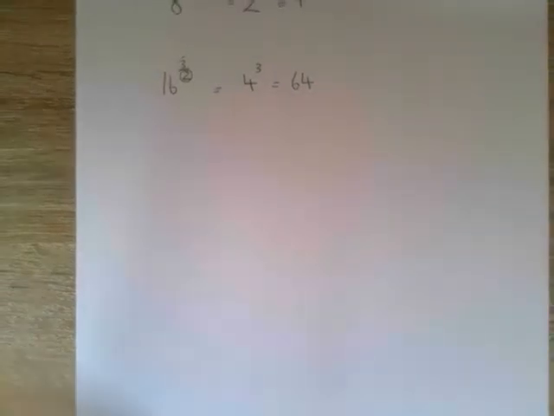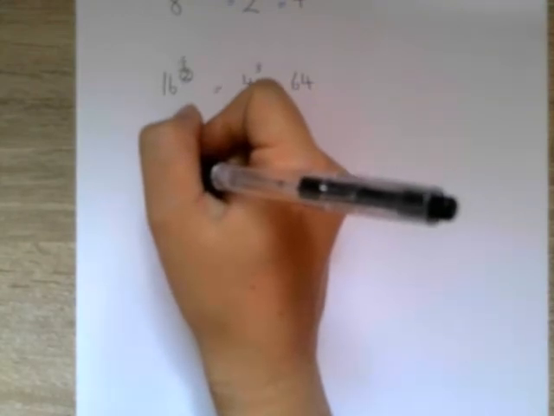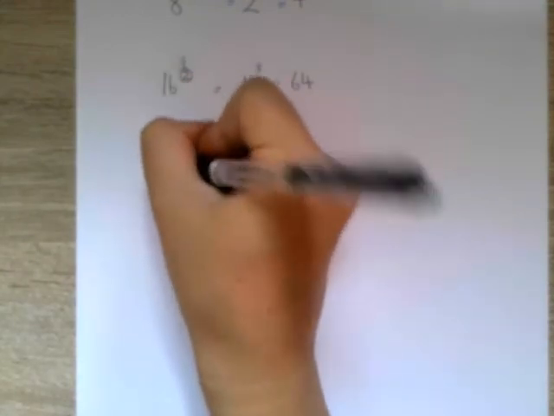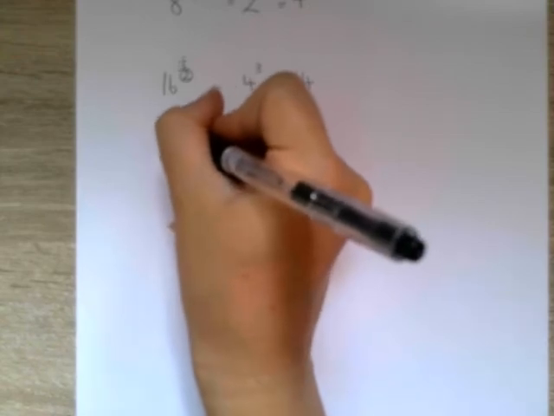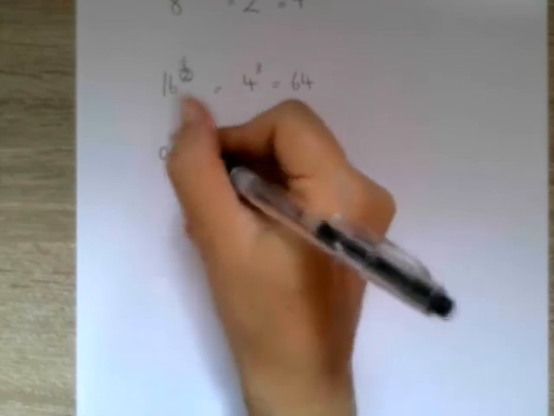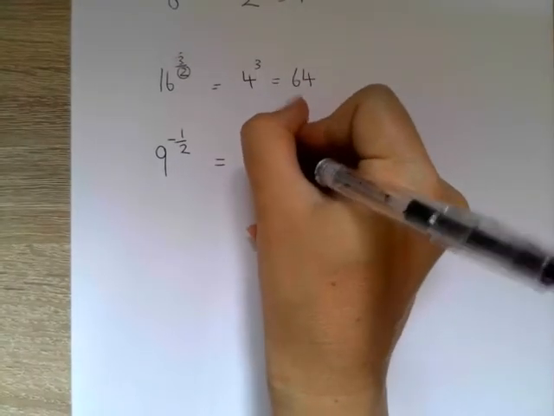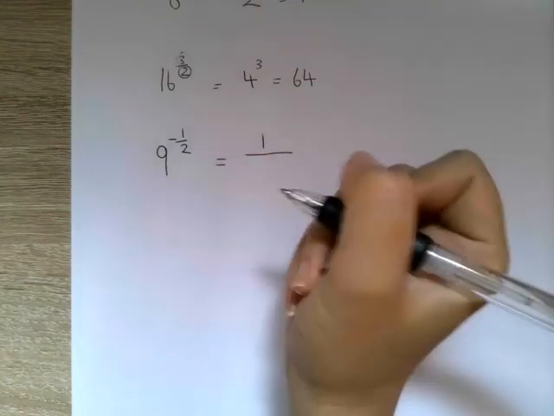Trying to think if there's any more of those. I think that's probably it for the fractional ones. So what they could do now is a mixture of both. They might do a negative fraction like this. So I would deal with the fact it's negative first. So that would mean that we do 1 over it, like we did on the previous ones.